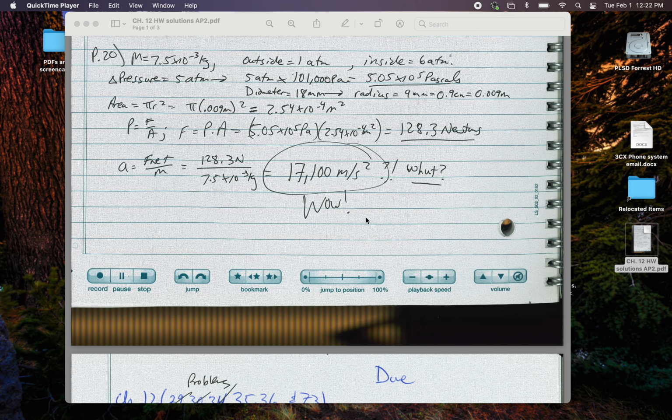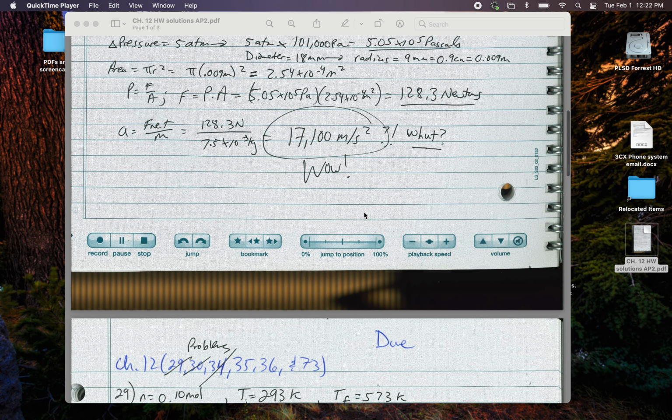But then this really seems like a lot. 17,000 meters per second. So that's about 1,700 Gs, 1,700 times gravity's acceleration. But that only exists for a very short time as the cork is actually exploding.